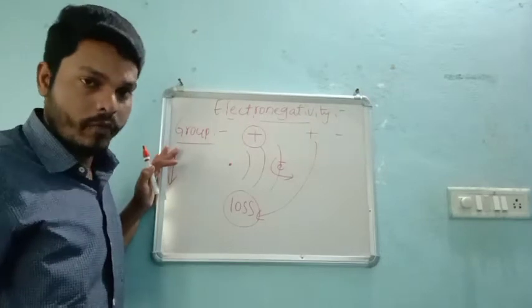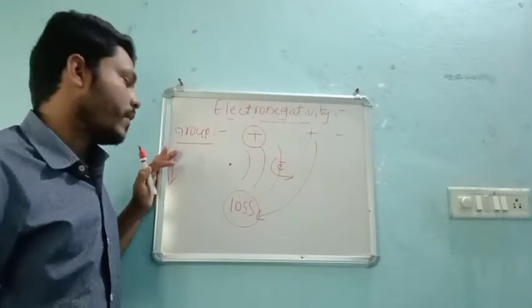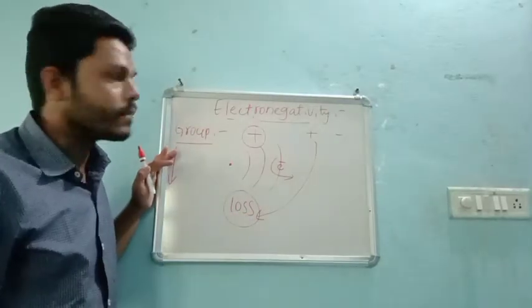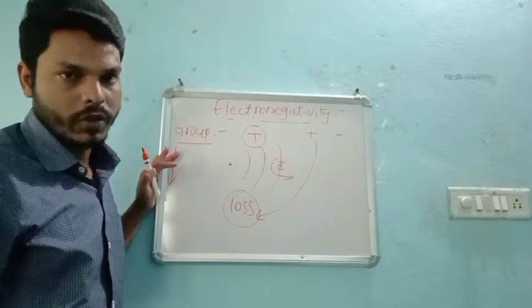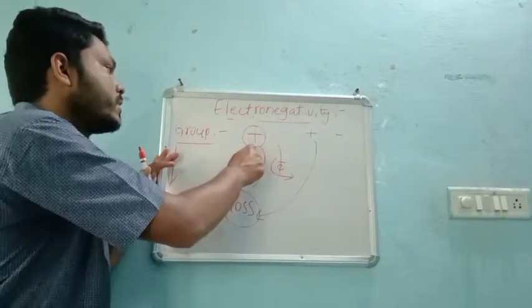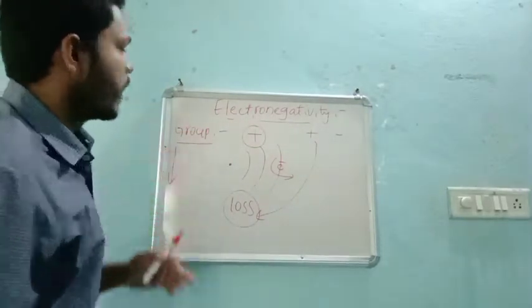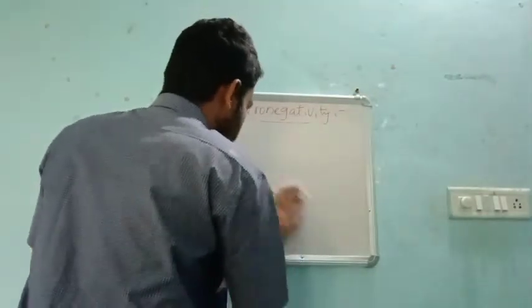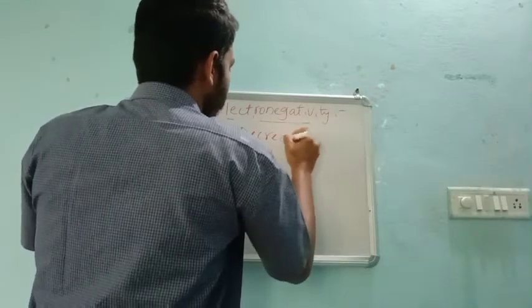If we are able to remove the electrons, then definitely whenever there is a loss, as we already discussed during the offline classes, what happens? That element will get a positive charge. That means positive charge is dead opposite of negative charge. So what happens? In group, electronegativity decreases, right? In group, electronegativity decreases.